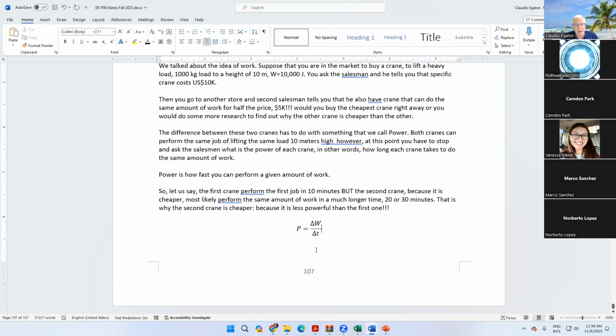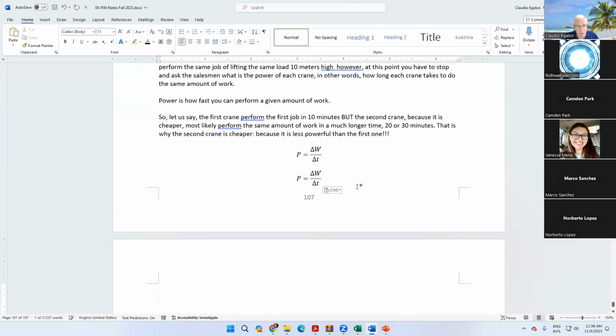A speed of amount of energy. And this idea of power shows up so frequently that it has a special unit. Okay, but first let's take a look at the unit of power. Here you go. The unit of power is going to be the unit of work divided by the unit of time, and it is joules per second.